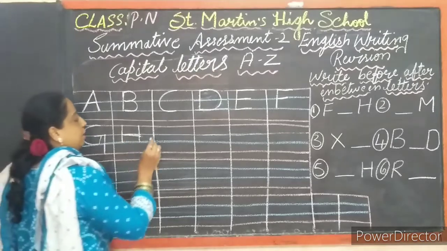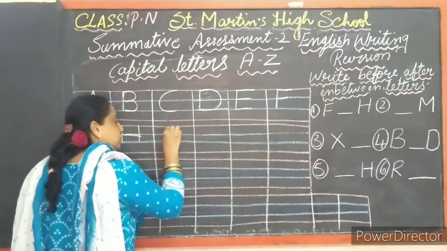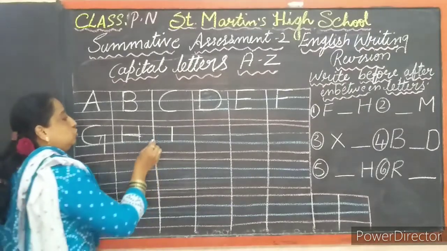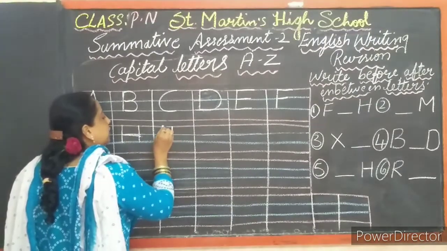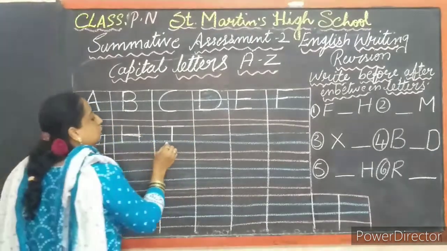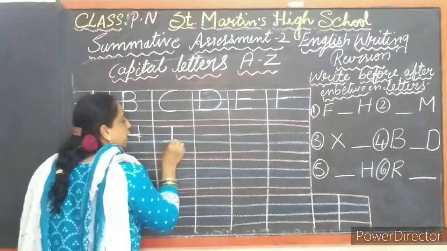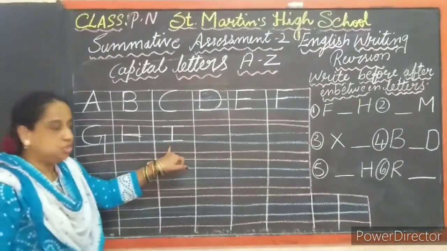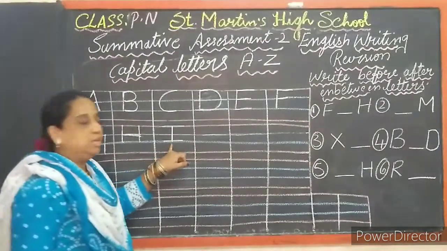I. For I also, draw one standing line from the top red line to the second blue line and joining to the top red line, write one sleeping line, and one more sleeping line to the second blue line, joining to the standing line, makes letter I. Understood, children? After I, what letter will come?